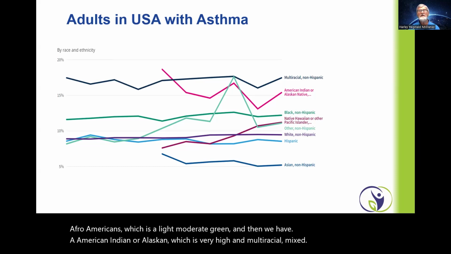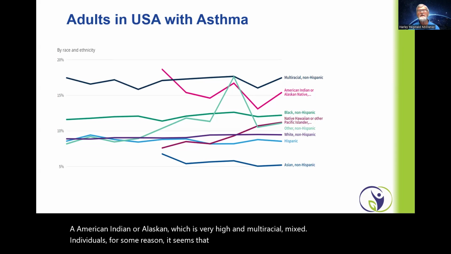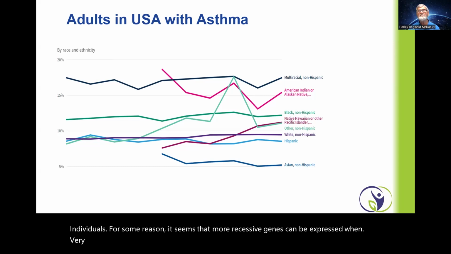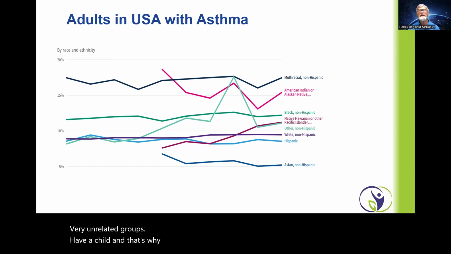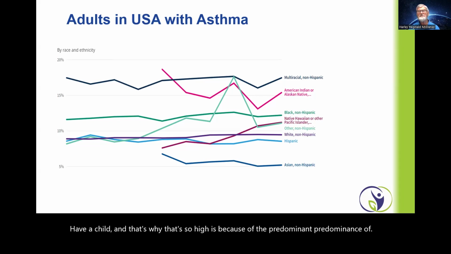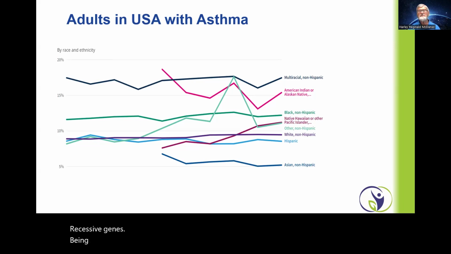For some reason, it seems that more recessive genes can be expressed when very unrelated groups have a child. And that's why that's so high, because of the predominance of recessive genes being expressed by multiracial people. This is from the CDC.